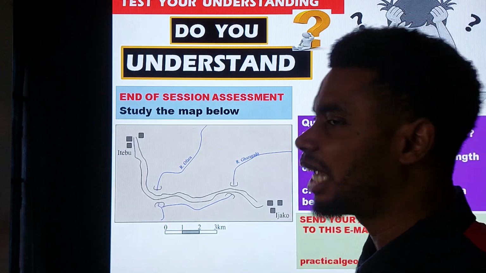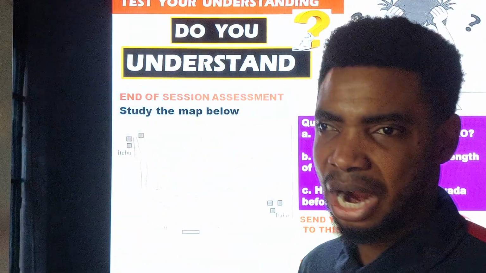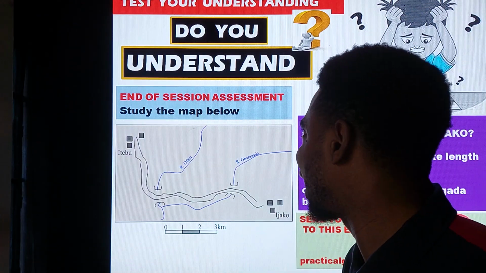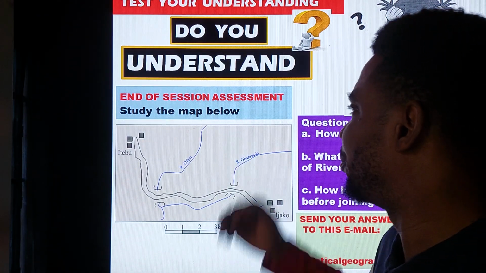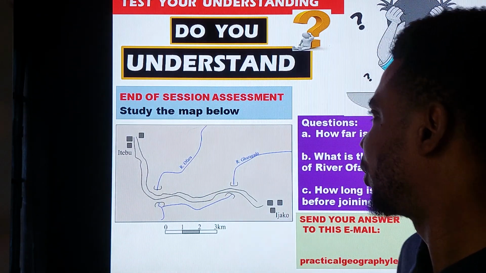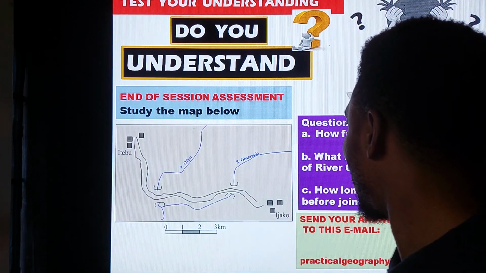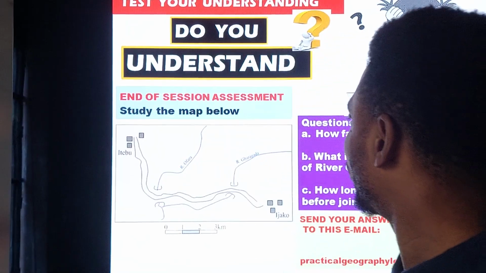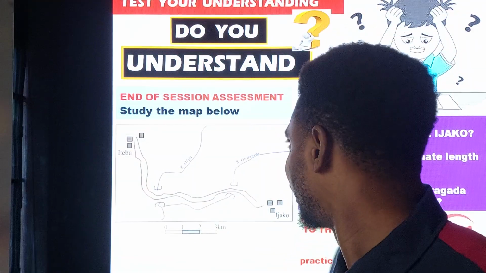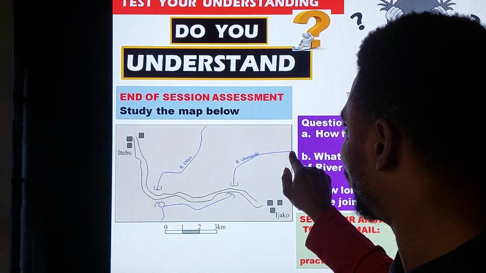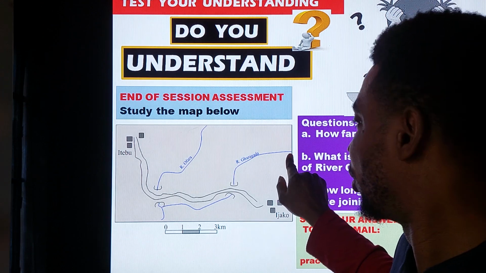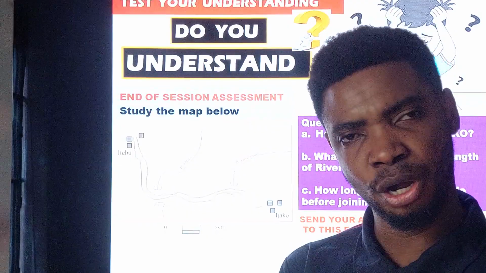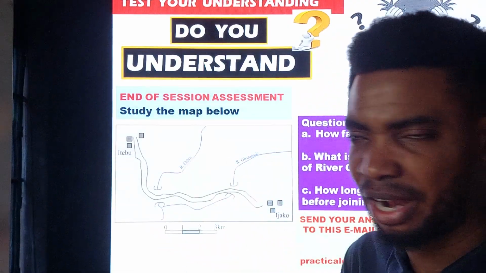Now, let us test our understanding. I want to know what you understand. End of session assessment. Study the map below. You have this map. You have Itebu here. You have Ijako here. You have River Ofara here. And you have River Baragada here. River Baragada is from the northeastern part of the map towards the southern part of the map, where it joins River Ofara.